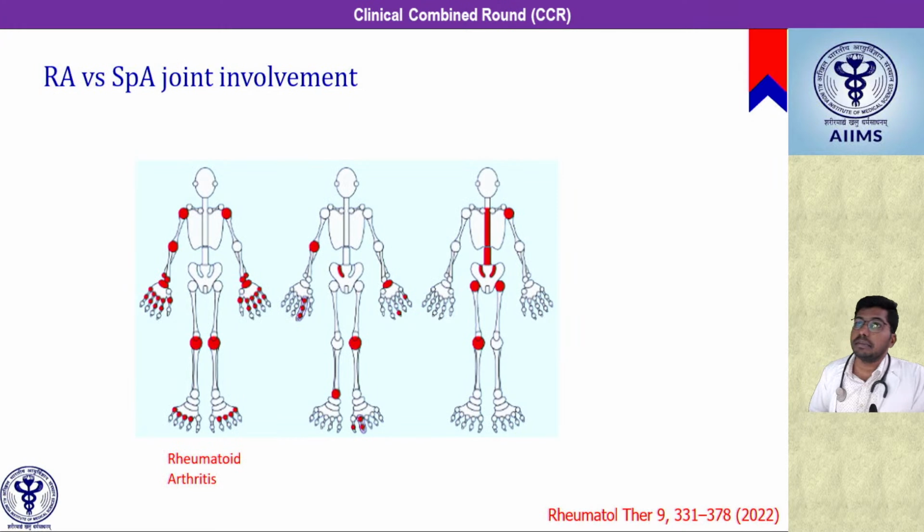This is a pictorial representation of joint involvement in different arthritis. The left represents typically symmetrical joint involvement. Small joints are more involved, and the appendicular skeleton is more involved than the axial skeleton. This is typical of rheumatoid arthritis.